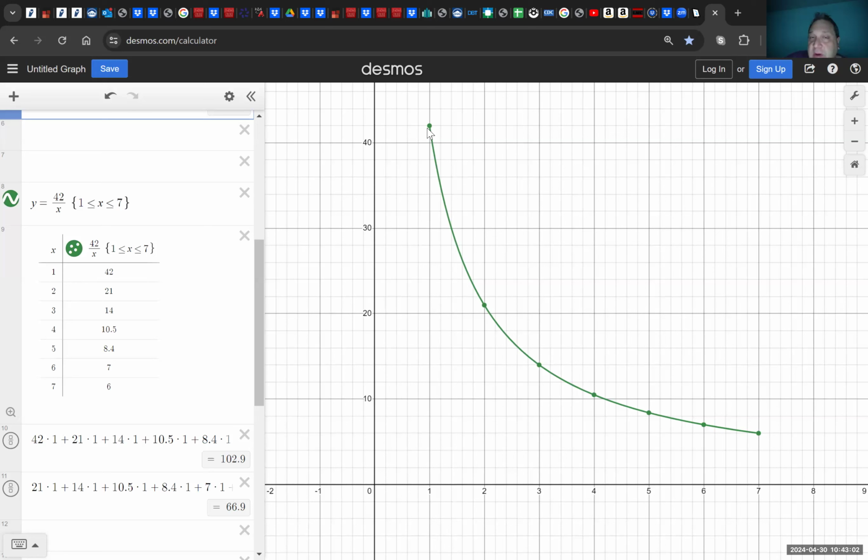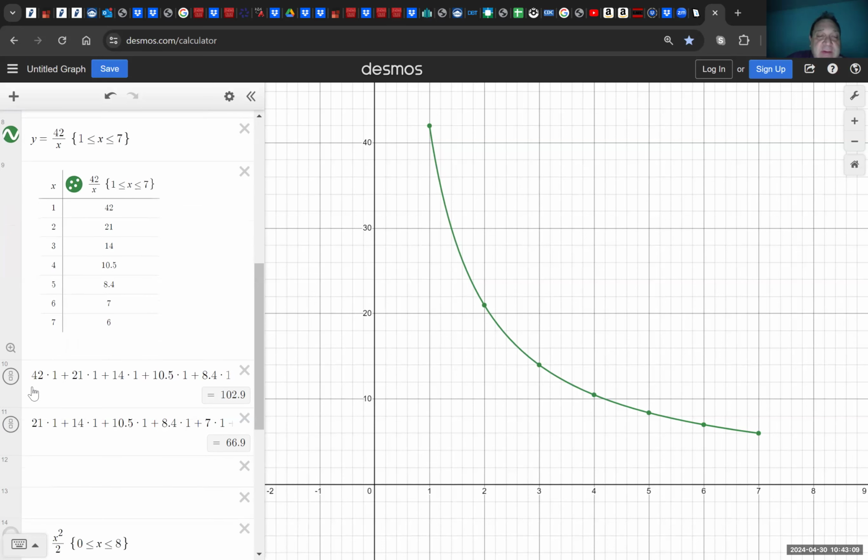And in the first one, between 1 and 2, we take the left-hand endpoint for our left estimate and the right-hand endpoint for our right estimate. So that's what this represents. This is the left-hand endpoint, 42 times 1. That's the left-hand endpoint between 1 and 2.